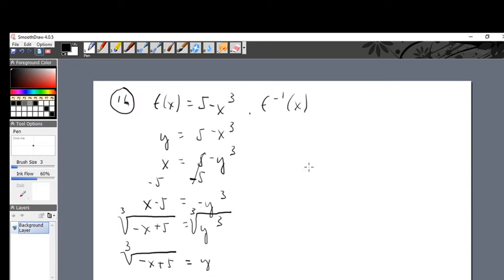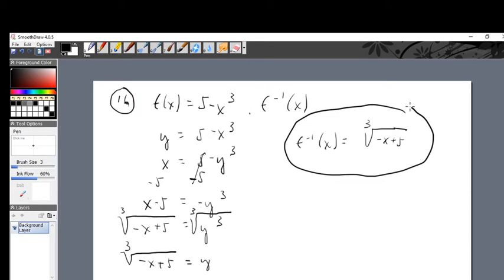And we basically have the answer. F inverse of x is equal to the cube root of minus x plus 5. That's all we can do. Here is the answer. This is the key right here. So it's a much easier problem than the one that we had on exam 3. Let's continue.